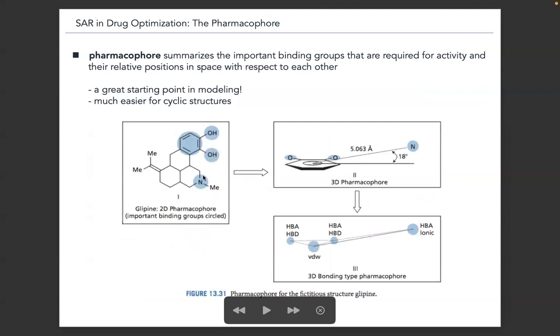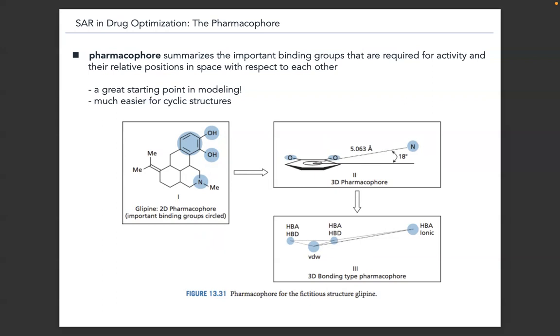So identification of a pharmacophore is going to be really important, and this is something that you're going to have to do, especially if you're an honors or graduate student, in the context of the honors contract. This summarizes the important binding groups that are required for activity and their relative positions in space with respect to each other. We're really used to looking at these molecules, whether they're stereochemically complex or not, flat on the board.